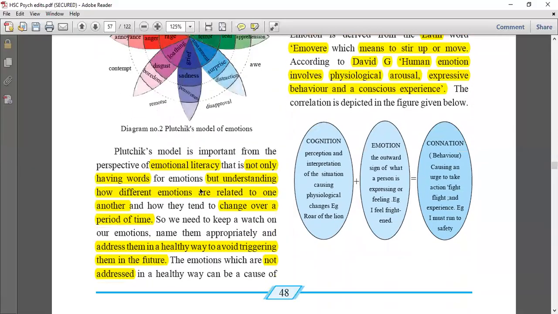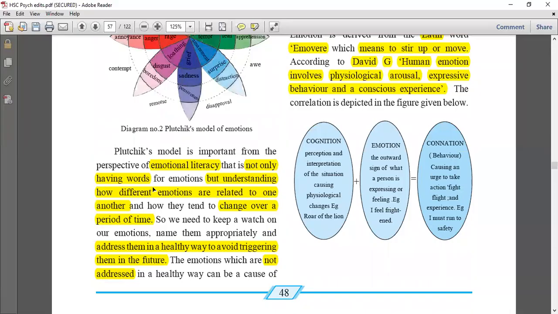He said that he saw it from the perspective of emotional literacy. So not just having words for emotions, but understanding how they are related to each other is very important, and how they tend to change over a period of time. So emotions can change. It's very important to be literate about emotions.